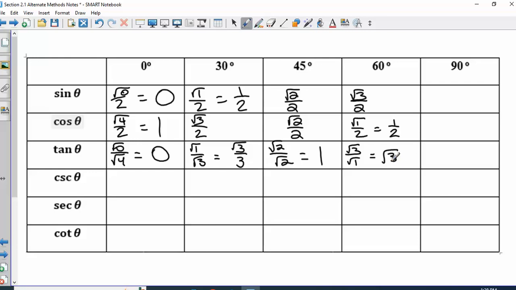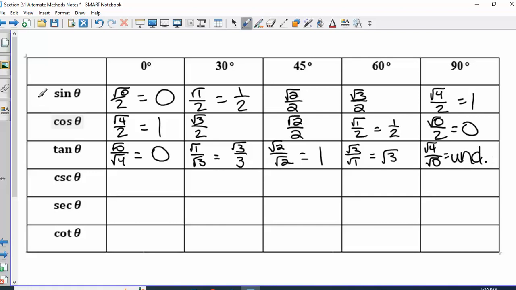Alright, 90 degrees. So the sine of 90 would be? So 2 over 2 is 1. Cosine of 90? 0. Tangent, we have the square root of 4 divided by the square root of 0. What's that? Okay. If I have this, I can get the rest.